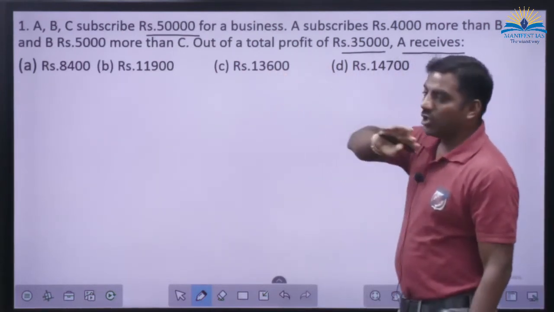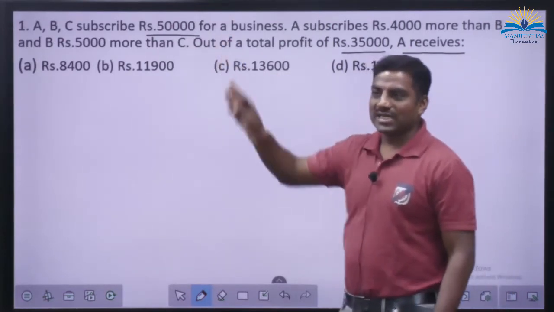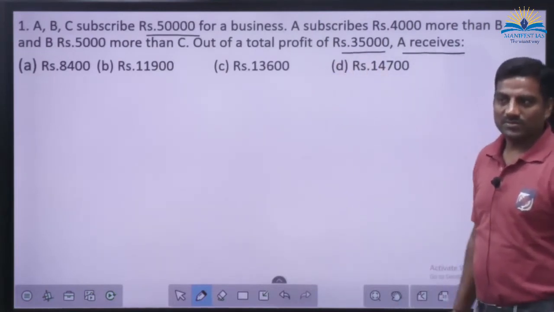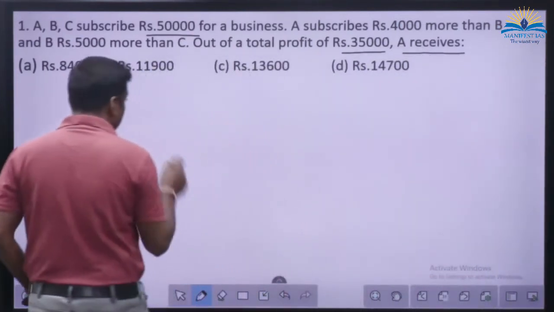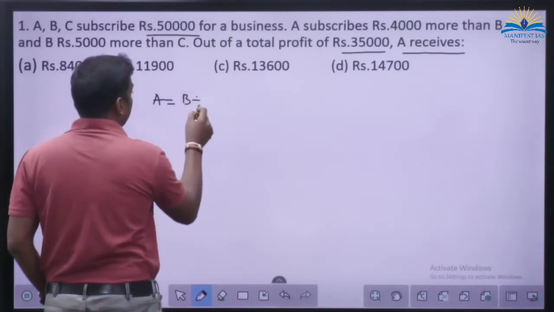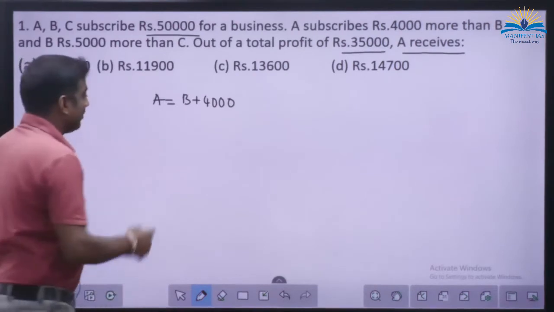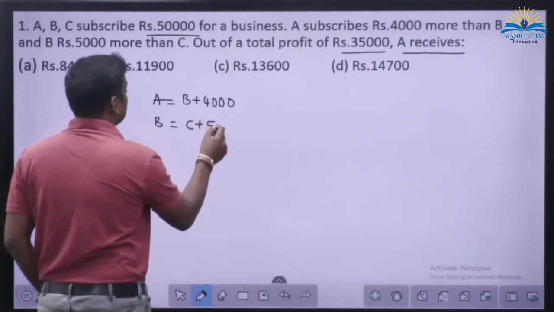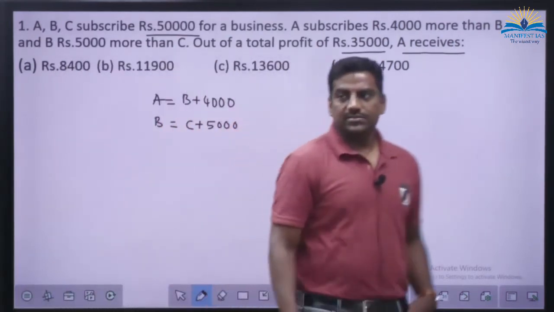So looking at the options, 8,400 is completely discarded. Chances are there that these two are the answers. But let us calculate. A has invested 4,000 more than B. So can I write B plus 4,000 for A? Similarly for B, can I write C plus 5,000? Yes.